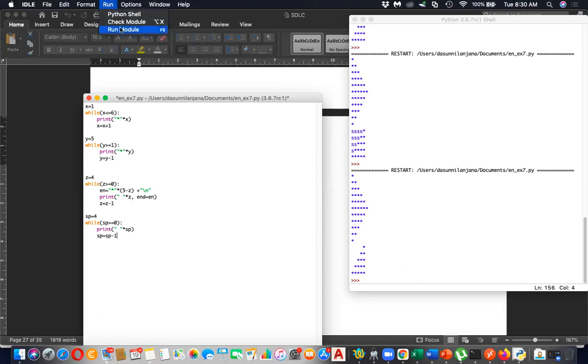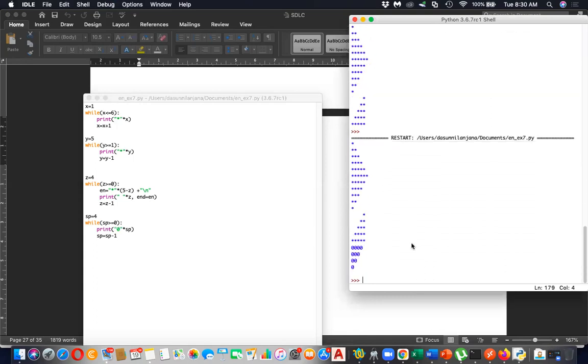Then it will put spaces in my file. So instead of space, let's put something else. Let's put 0. This is another way of writing the code. Now you can see some zeros. After zeros, I just want to put asterisks.